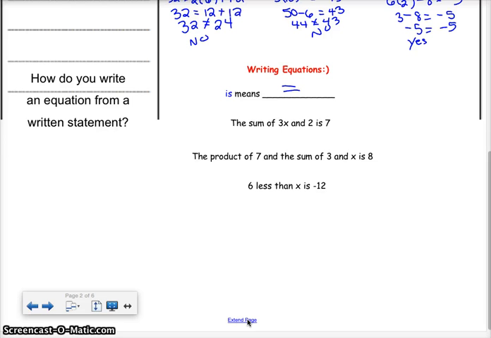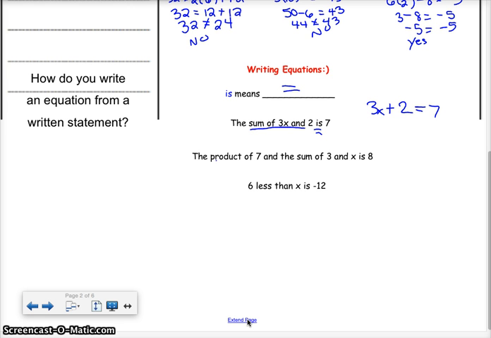Okay? So you need to remember your vocab words from Unit 1: sum, product, quotient, difference, less than, all that fun stuff. So the sum of 3x and 2 is 7. The first thing my eyes go to is the is. So I know it should be equals 7, because the is equals. Then I analyze the other thing. Sum of 3x and 2, sum means add. So 3x plus 2 equals 7.